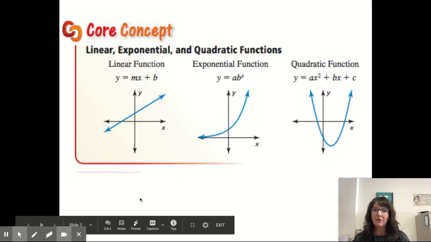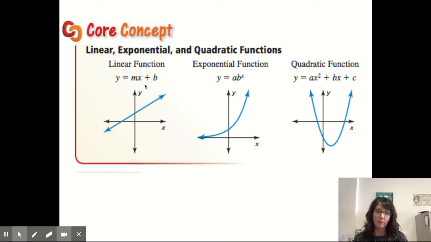Core concept. We have our linear function with the equation y is equal to mx plus b. We call this our slope-intercept form of the equation. It produces a straight line any which way on the coordinate plane, other than vertical. That's the only one that doesn't follow this form.